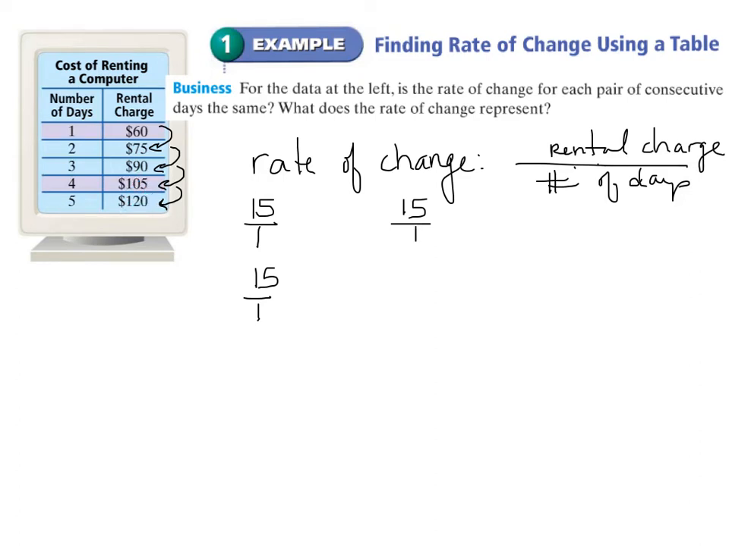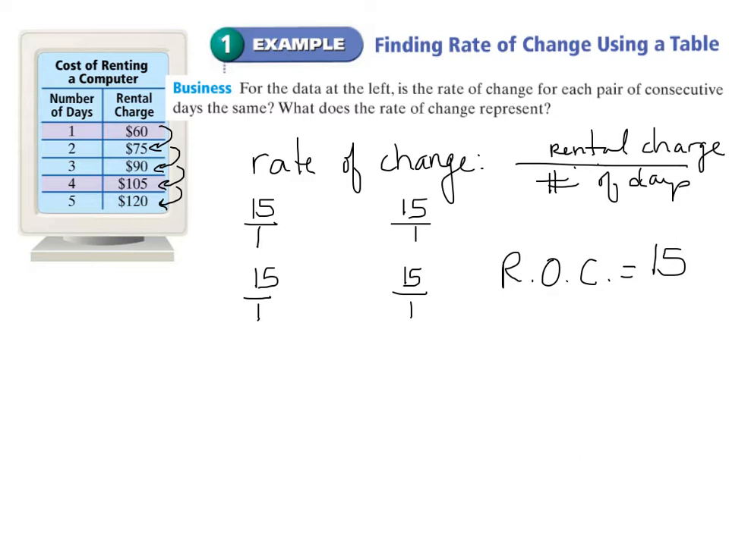105 to 120 goes up 15. 4 to 5 goes up 1. Notice that the rate of change for every consecutive day is 15. Our rate of change, which I'm going to put as ROC, is 15. So the question is, is it the same for all data? Your answer is yes, it is the same.